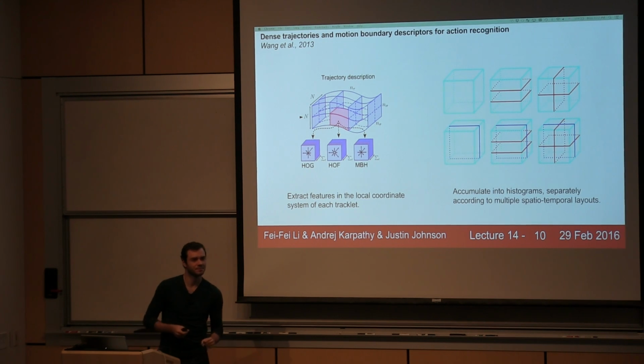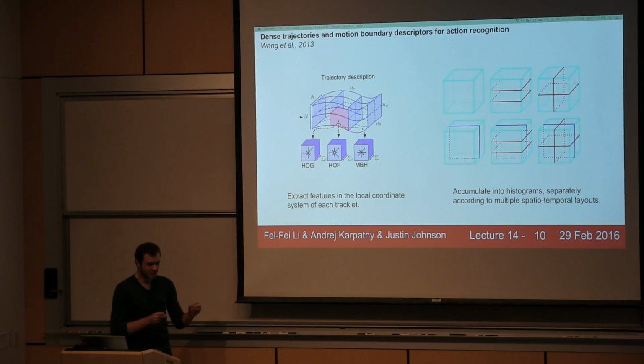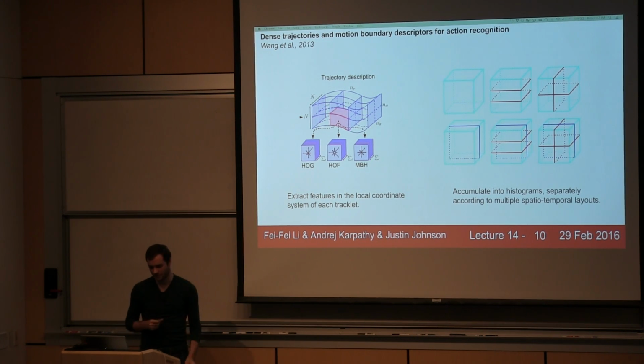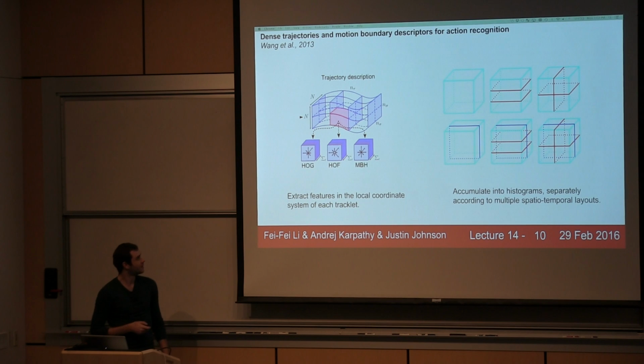Question? How are you defining a tracklet? Yeah, so tracklet, just think of it as going to be 15 frames. And it's just XY positions. So 15 XY coordinates. That's a tracklet. And then we extract features in the local coordinate system.